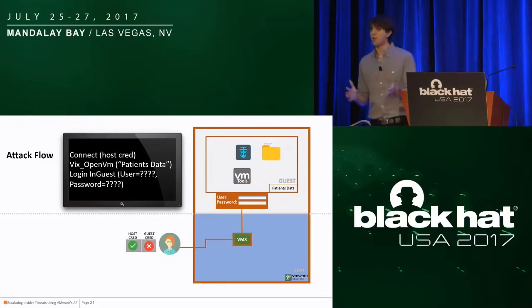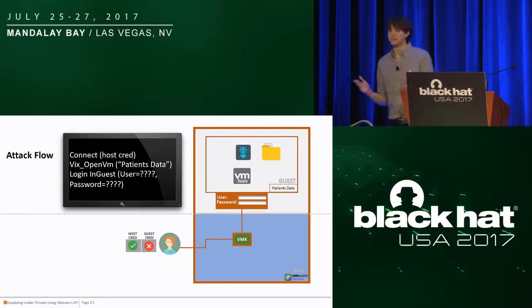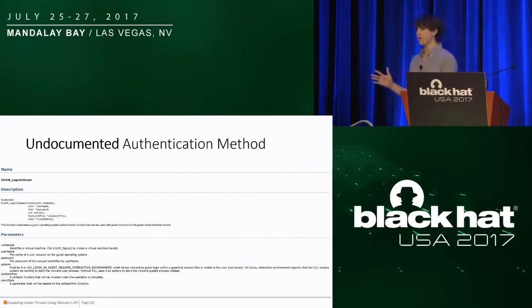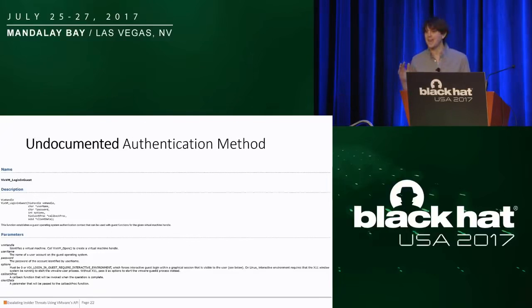And as we already know, Alice is not authorized to access the patient's data guest machine, and as such, she doesn't have these credentials. But luckily for her, a hidden authentication method comes to her rescue. And alongside the publicly known and approved authentication methods lies an undocumented one, an undocumented piece of code that allows Alice to bypass the guest authentication.